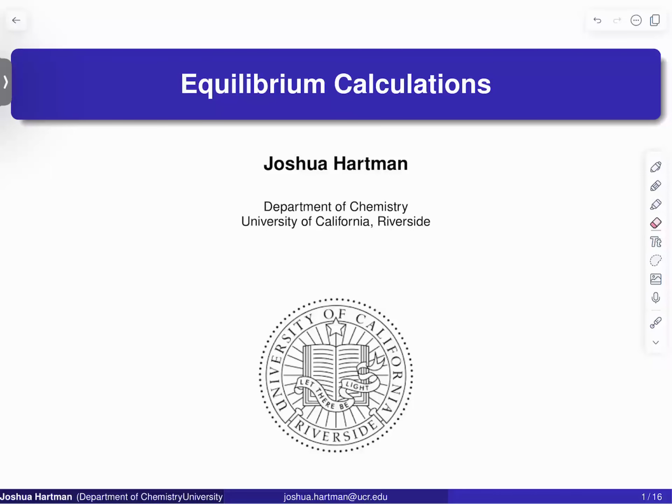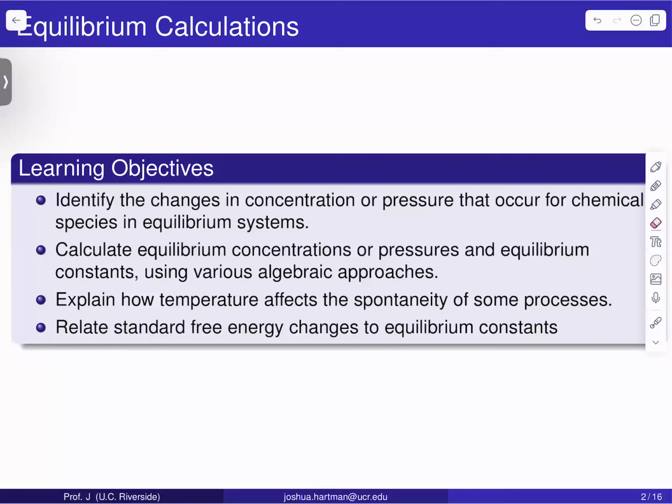Welcome everyone. In this video, we are going to introduce equilibrium calculations and the concept of an ice table to really allow us to quantify how individual concentrations of reactants and products are going to shift from some initial conditions as that system moves towards equilibrium. And so we have four main learning objectives for this mini lecture.